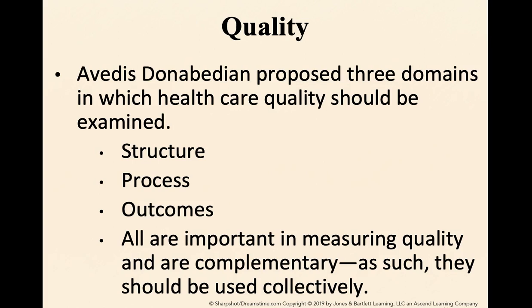He says that all of them are important in measuring quality. So how you actually measure quality cannot just be examined through outcomes. Did the population become healthy? Process, which is, are we doing it the right way? And then structure, which is the environment. So he says that all of these three things are complementary, and if we're going to examine quality, we have to look at all three of them.